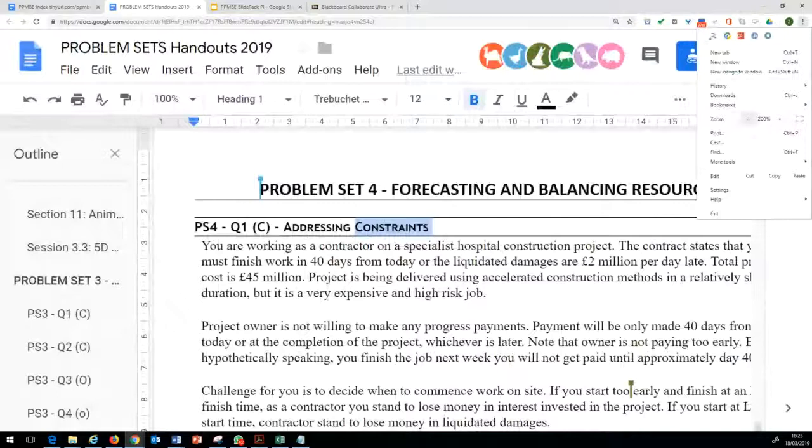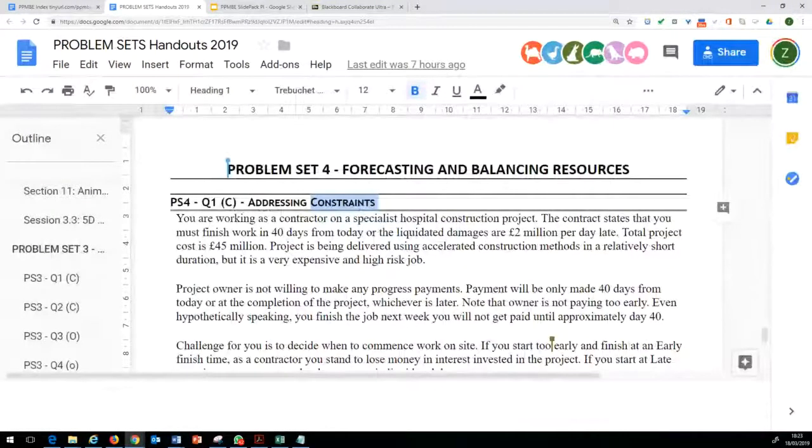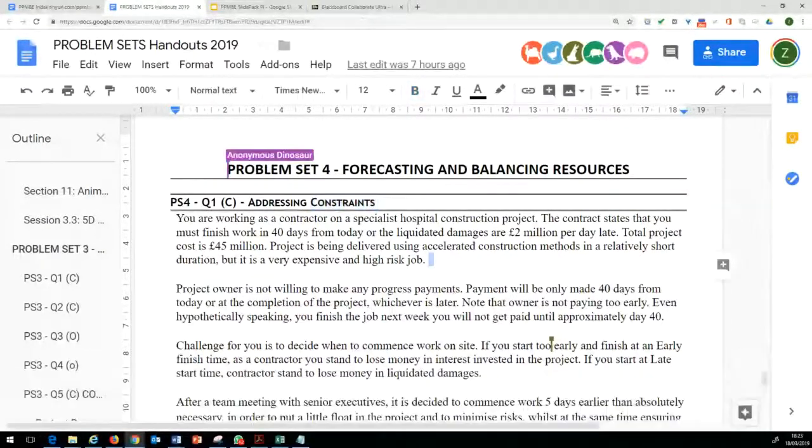So here, one thing is obvious, that time is of essence, and for any delays, you have to pay huge penalties. While scheduling a project, it is to be kept in mind. The total project cost is £45 million. The project is being delivered using accelerated construction methods in a relatively short duration. So it's a very expensive and a high risk job.